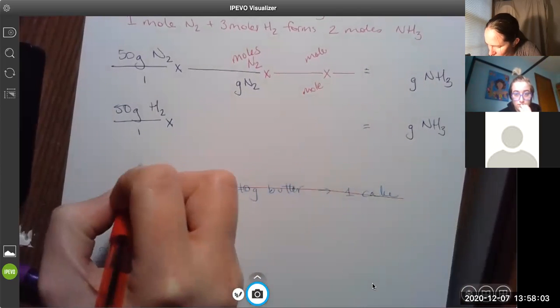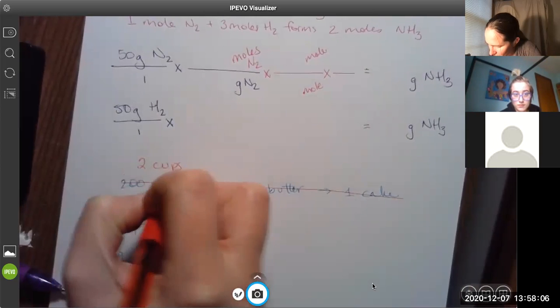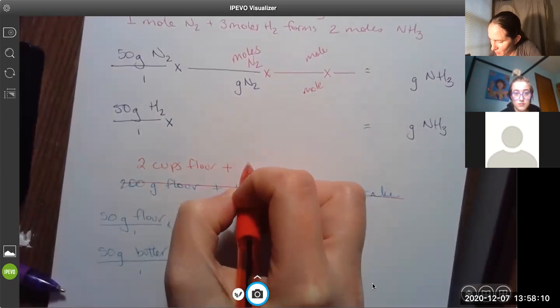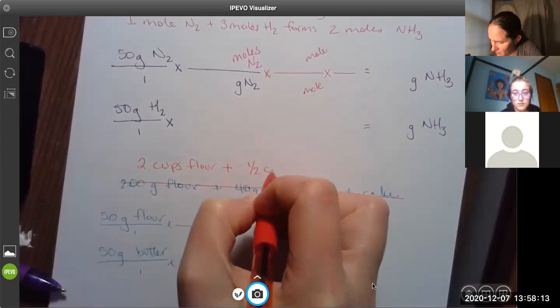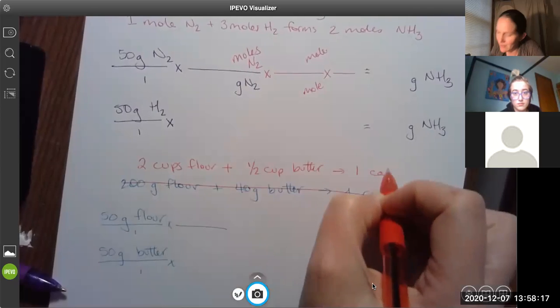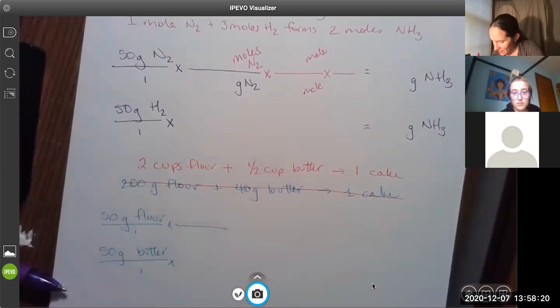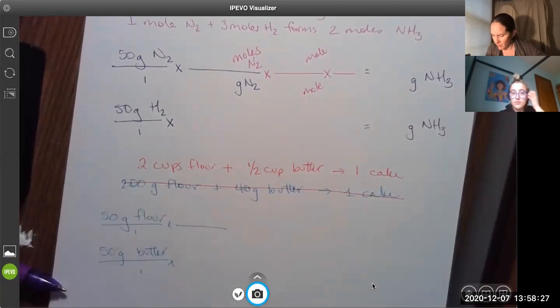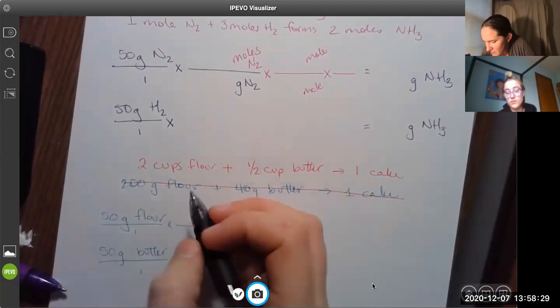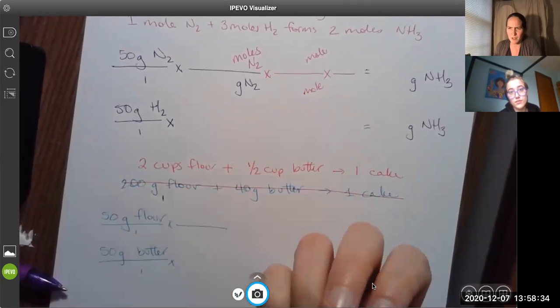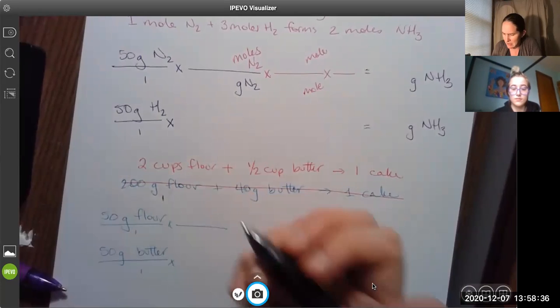Let's say 2 cups of flour and half a cup of butter is 1 cake. Now this is going to work if we know how many grams per cup of flour. If flour is 120 grams per cup, is this helping to see it this way or no? I don't know.